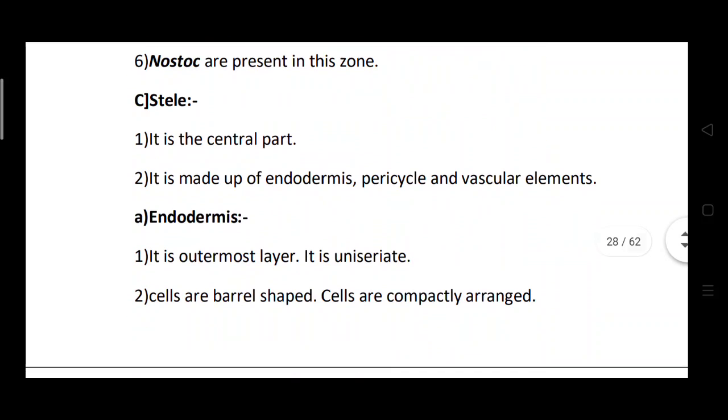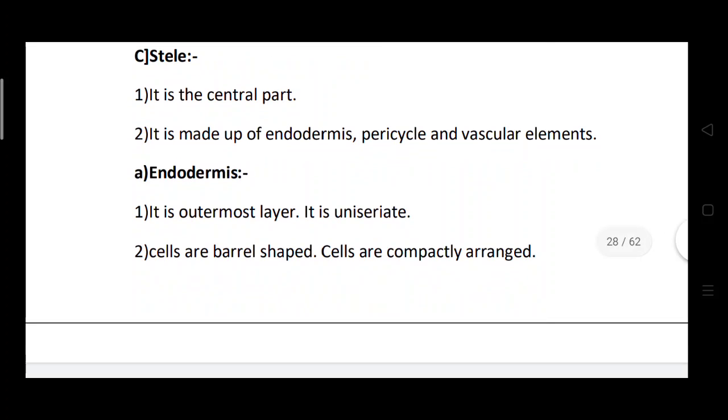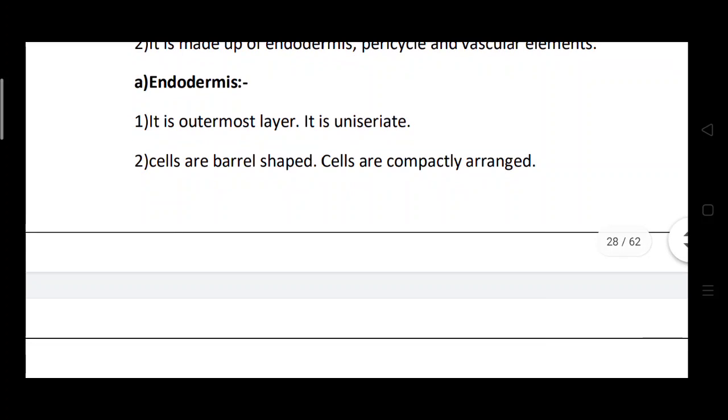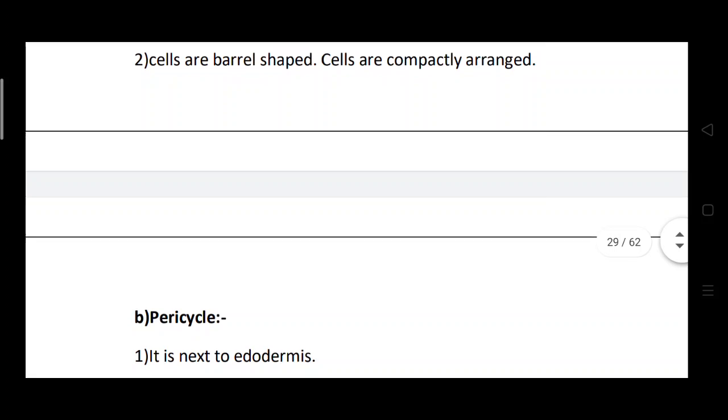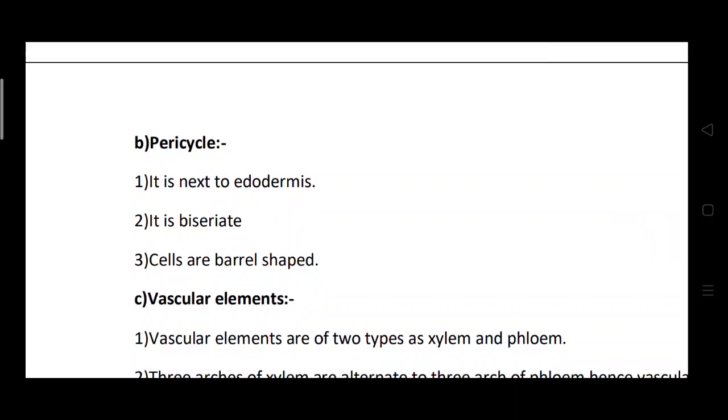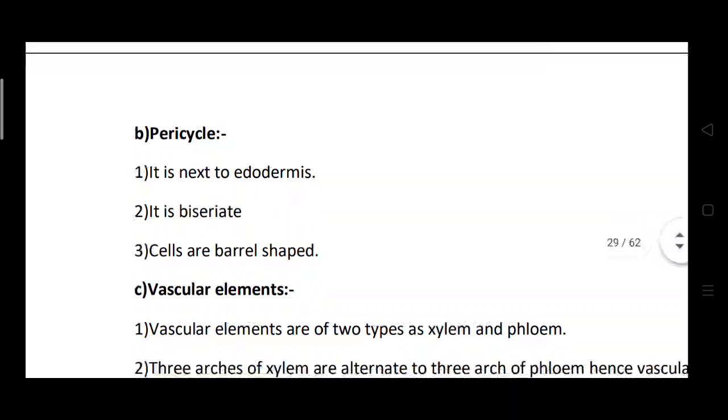Then the third important part in the coralloid root is the stele. The stele is the central part. This contains the endodermis, pericycle and vascular elements, same like the young roots. The endodermis layer is the outermost layer, which is uniseriate. They have barrel-shaped cells, and these cells are compactly arranged. The pericycle region is next to the endodermis. It is made by biseriate, barrel-shaped cells.